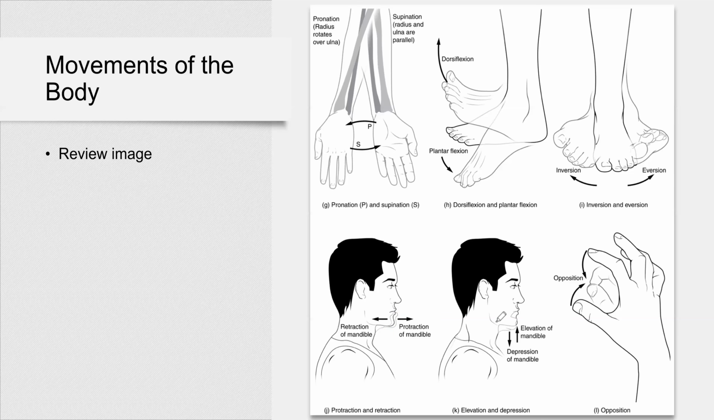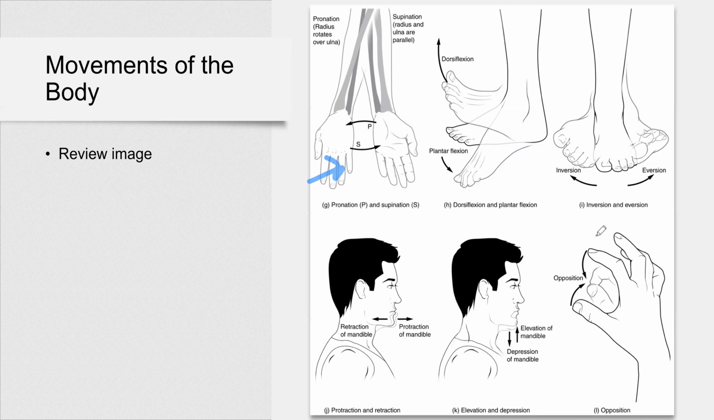Elevation and depression, also shown here with the mandible, but it can also be applied to the scapula. You have elevation of the scapula, depression of the scapula. And opposition for your fingers means you can touch each finger with your thumb. So those are specific movements, like opposition, dorsiflexion, plantar flexion, inversion, eversion, pronation, supination.